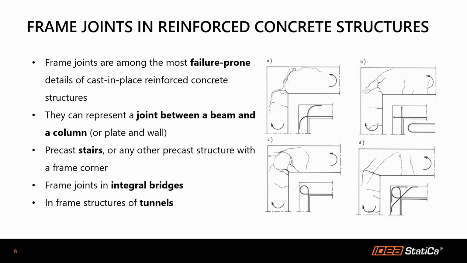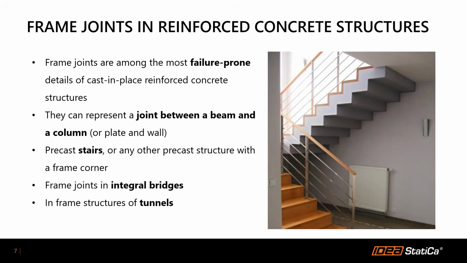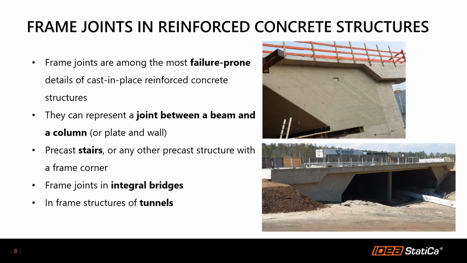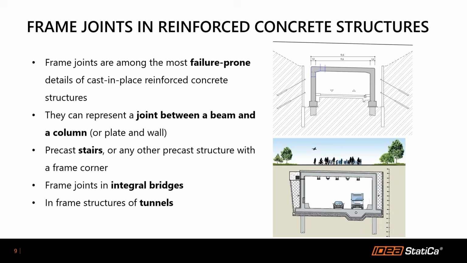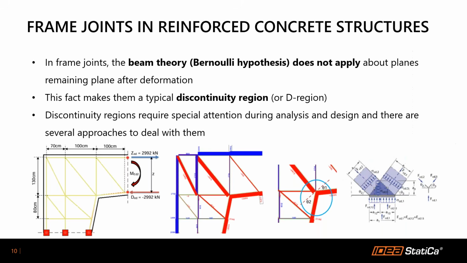Frame corners can represent a joint between a beam and a column or a plate and a wall. They can be present in precast stairs or other precast structures where a frame corner is apparent. Frame joints are also in integral bridges or in tunnels. This will be the practical example today. On the right side, you can see some typical frame corners that engineers are dealing with during their designs.